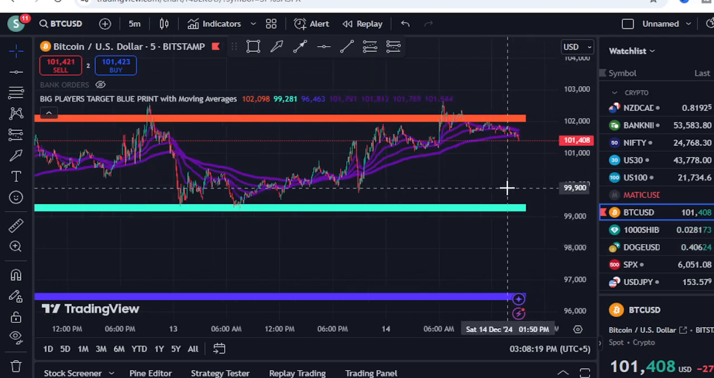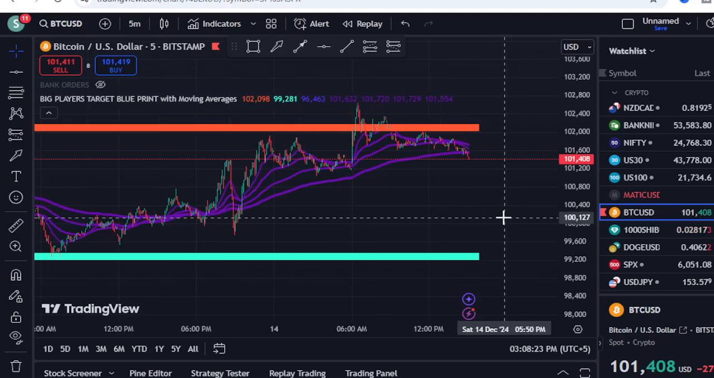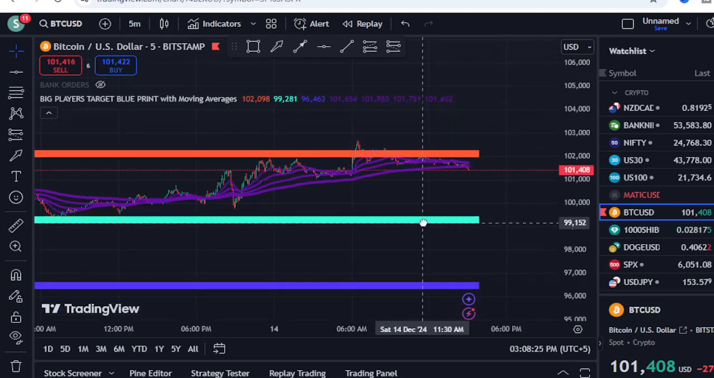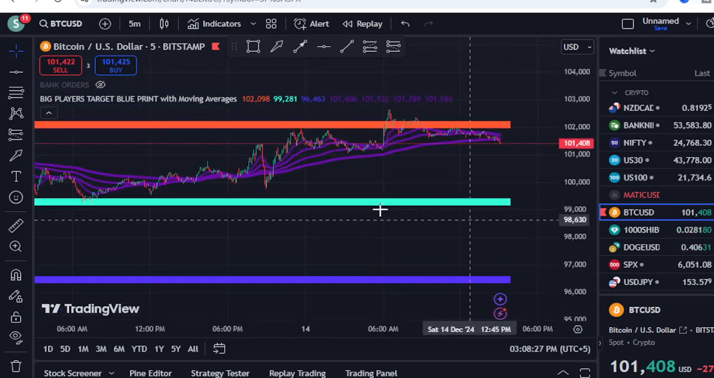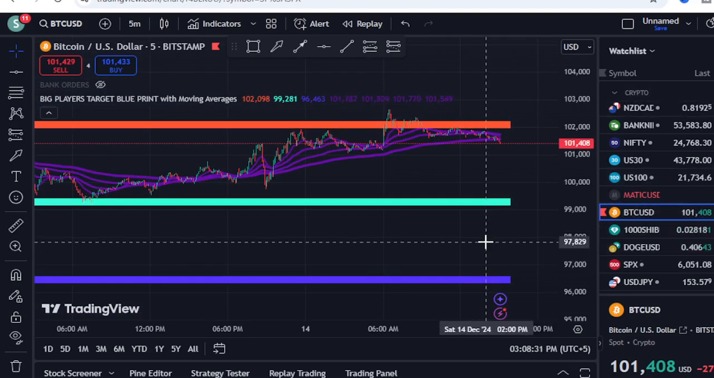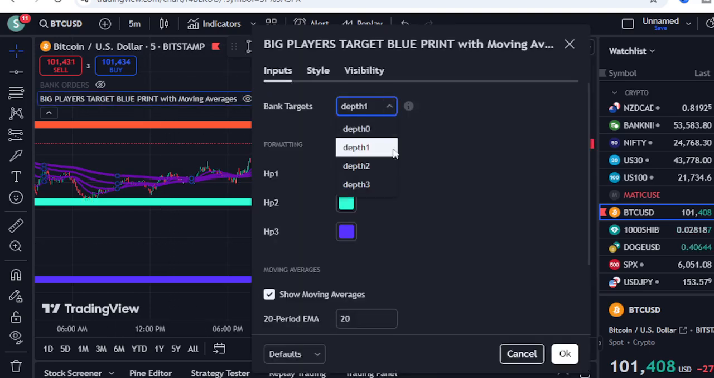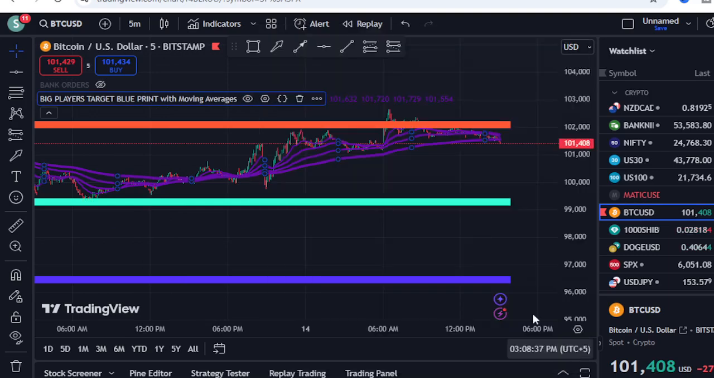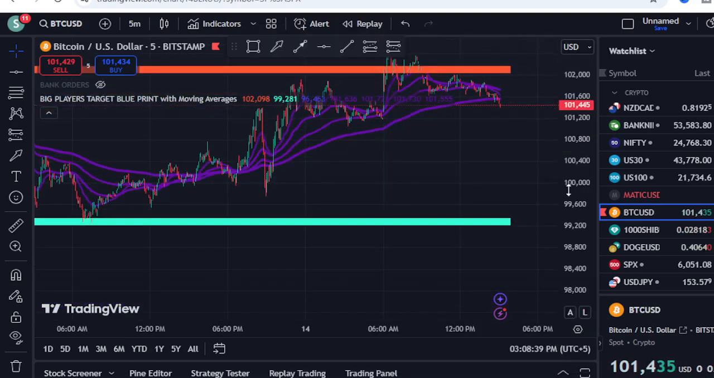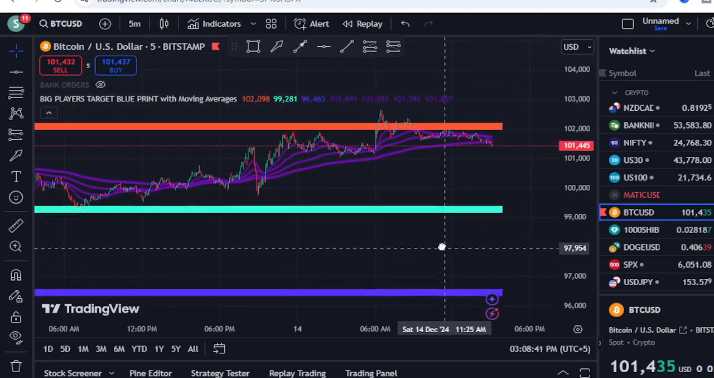Okay, guys, so right now you know that today it's Saturday and the Forex market is off, so I am making the video based on the crypto market. But this works on all assets that are supported on TradingView. Right now, if I go to the input settings, you can see I am using depth one. Now just press OK, and you can see that we have three levels on our screen.